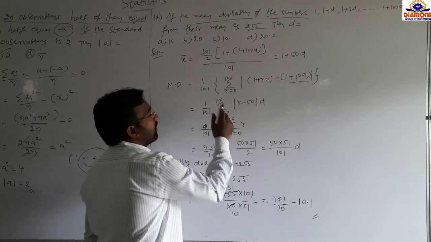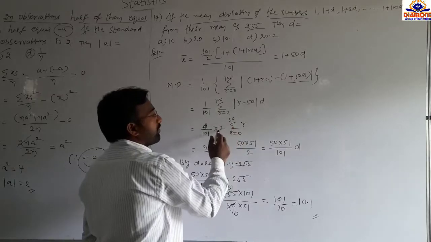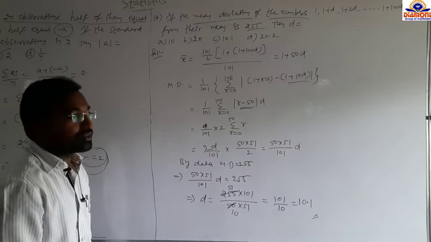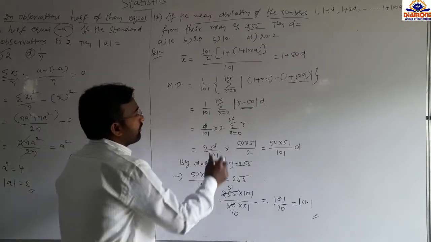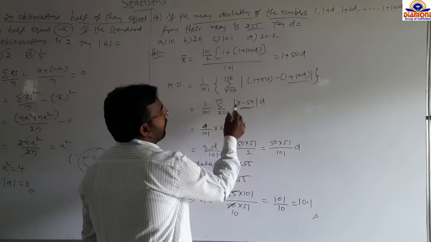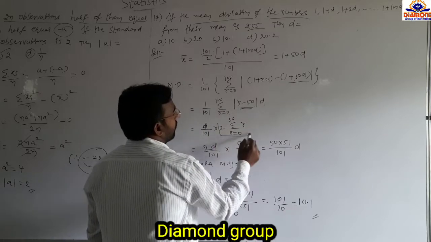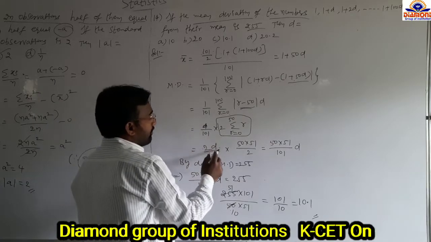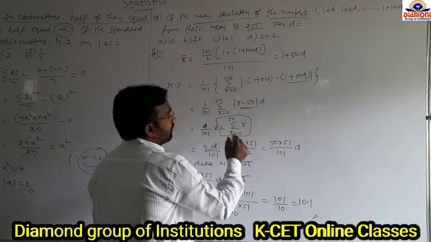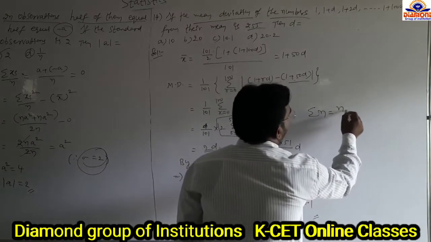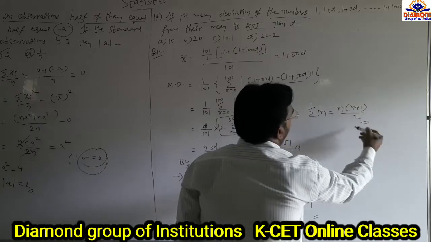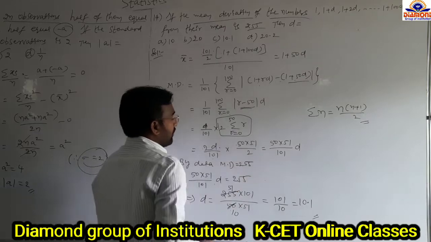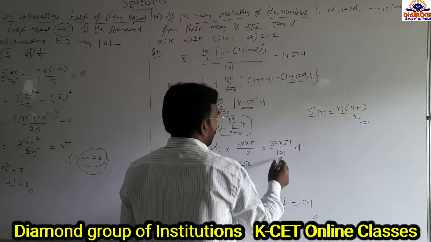So summation r equal to 0 to 100 of modulus of (r minus 50) can be written in terms of r equal to 0 to 50, because of the modulus: the first 50 values and the remaining 50 values are the same. So summation r equal to 0 to 100 of modulus (r minus 50) is nothing but 2 into summation r equal to 0 to 50 of r. So that equals 2d by 101 into the summation n formula. Summation n equal to what? n into (n plus 1) by 2. So here n value is 50. So 50 into 51 by 2, giving 50 into 51 by 101 into d.